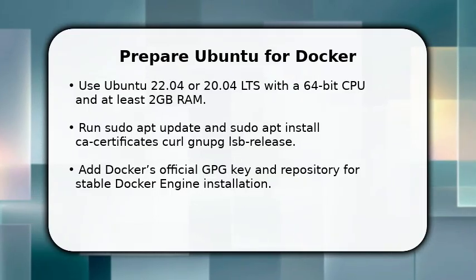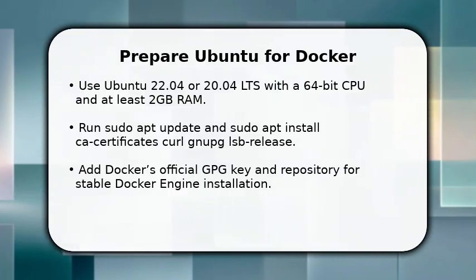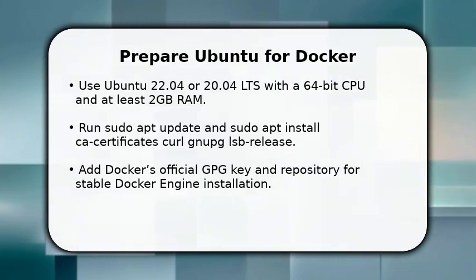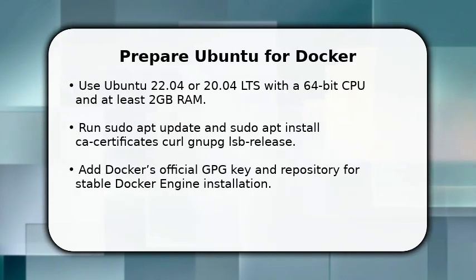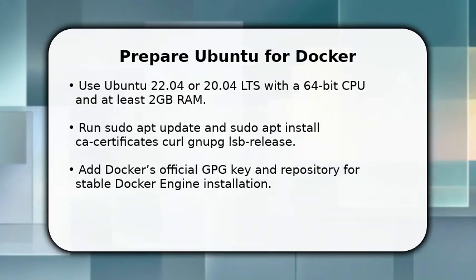Start by choosing Ubuntu 22.04 or 20.04 LTS on a 64-bit system. Ensure the machine has at least 2 GB RAM and reliable internet. Update package lists using sudo apt update before installing prerequisites.